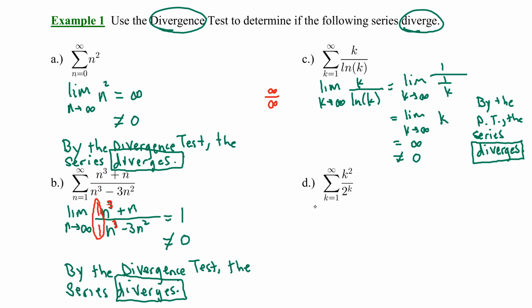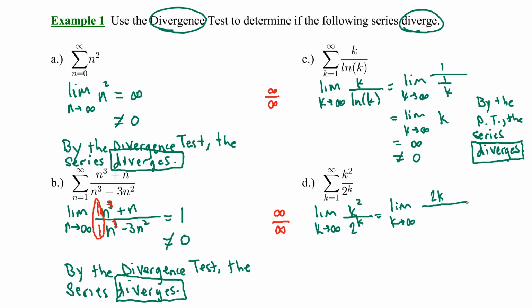Let's try the last one, the sum from k equals 1 to infinity of k squared over 2 to the k. To apply the divergence test, we need to find the limit as k goes to infinity of k squared over 2 to the k. No shortcut is available on this one because we don't have the ratio of polynomials, but we do have the indeterminate form infinity over infinity. So we can go ahead and apply L'Hopital's rule. We have the limit as k goes to infinity. The derivative of the top is 2k.